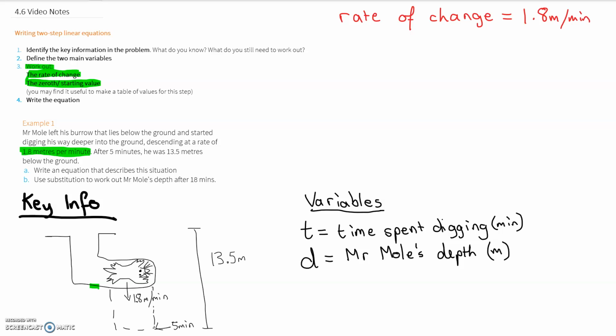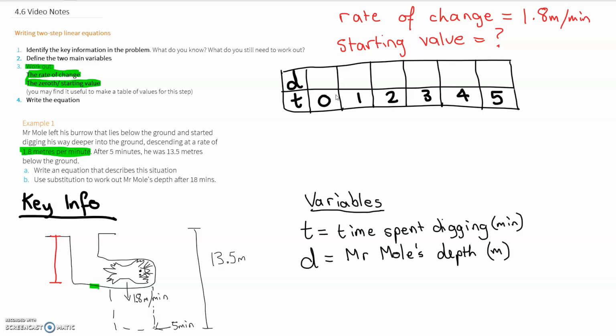Now the starting value we don't know yet because that would be Mr. Mole's initial depth, how deep he started before he started digging, because he was in his burrow underground already. So we need to work that out. And often I find a table of values is really helpful to do this. So let's draw one up. I'm going to pause to draw that and come back.